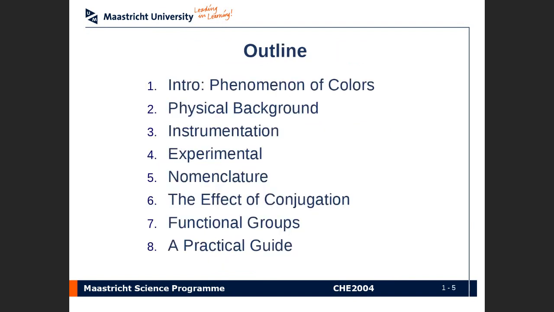So what we're going to look at is the phenomenon of colors. What gives something color? We're going to look at some physical considerations, instrumentation. We're going to look at the experimental parameters, nomenclature, some names and concepts. And particularly, we're going to focus on the effects of conjugation in organic chemistry, right? And finally, we're going to look at some functional groups and a practical guide at the end.